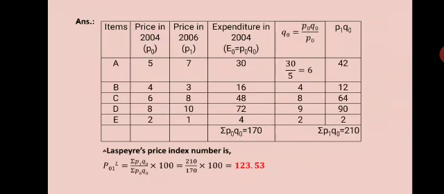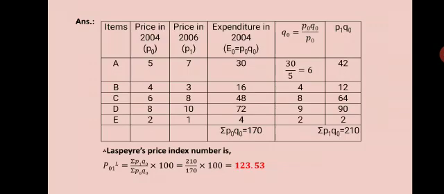Then here base year quantities we have to find, that is Q0, which is equal to expenditure in base year divided by price in base year, that is Q0 equal to P0 Q0 divided by P0, that is P0 gets cancelled and remaining is Q0. The first calculation you can observe, that is 30 divided by 5, you will get 6. Similarly 16 divided by 4 we will get 4, 48 divided by 6 we will get 8, 72 divided by 8 we will get 9, and 4 divided by 2 we will get 2.